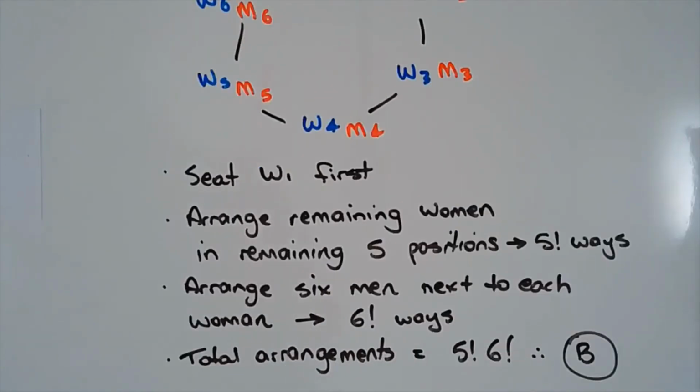Now the number of ways that the women can be arranged in the 5 positions is 5 factorial ways, and the number of ways that the 6 men can be arranged in the 6 alternating positions is 6 factorial ways. And by the fundamental counting principle, the total number of arrangements is 5 factorial multiplied by 6 factorial. Therefore, the answer is option B.